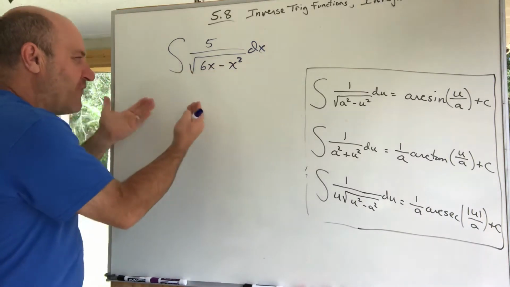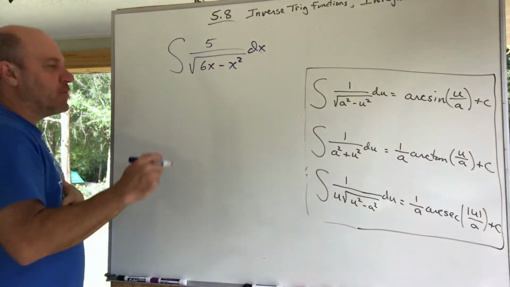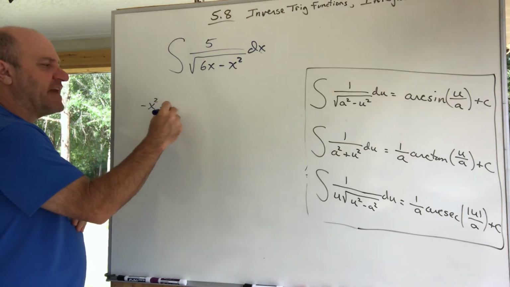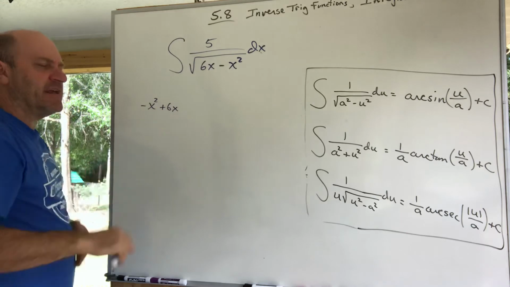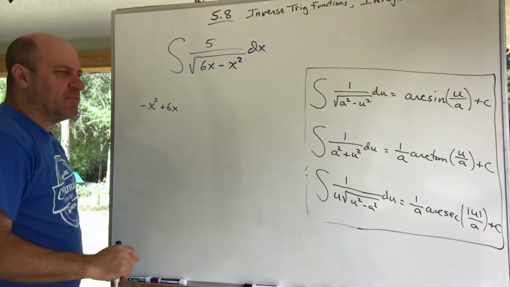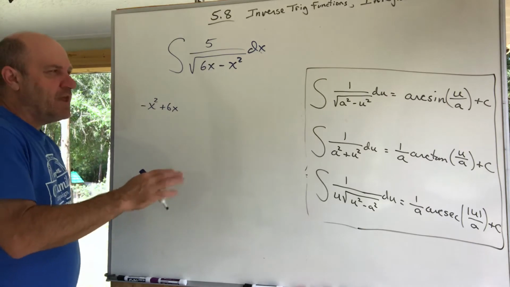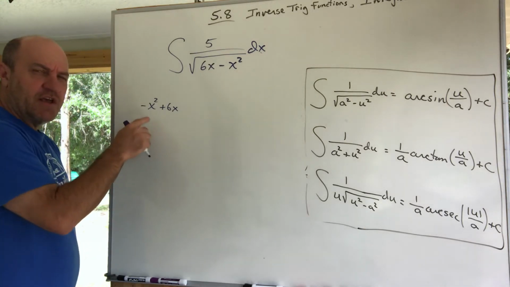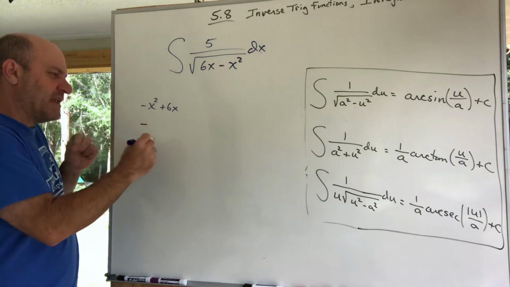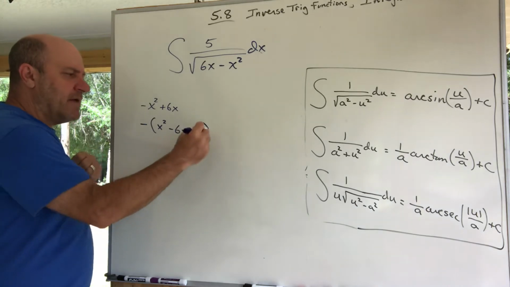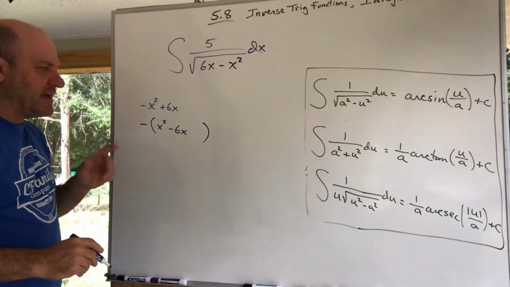So I go off to my scrap paper. I take this out of the square root, and I rewrite it as a negative x squared plus 6x. And I try to complete the square. One thing I know about completing the square is you can never really complete the square when there's a coefficient on that x squared. So I'm going to factor out that negative sign. That leaves me x squared minus 6x.